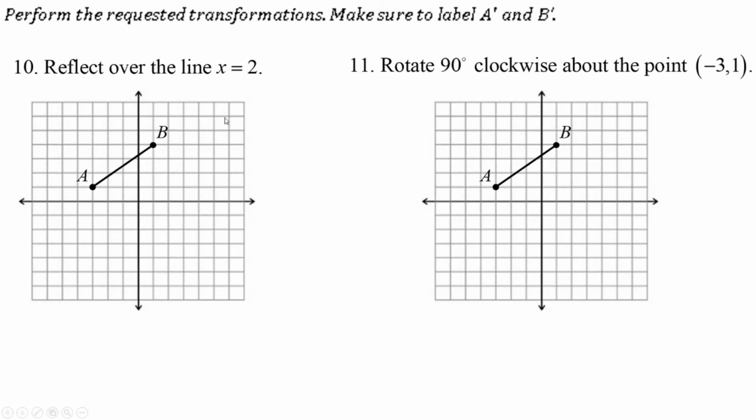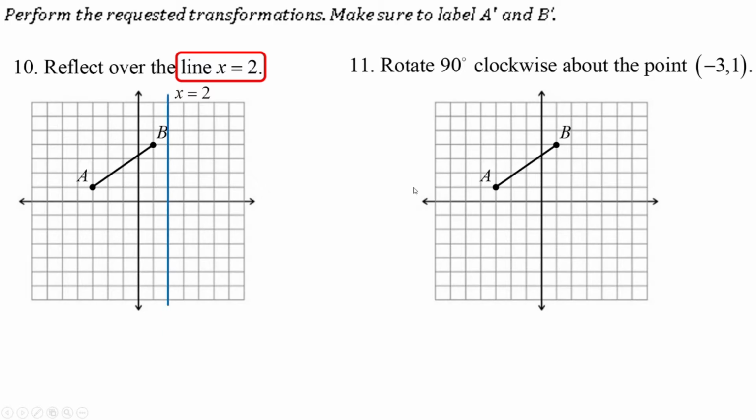So for number 10 and number 11, we're going to perform the requested transformations. Make sure to label A prime and B prime. On number 10, they gave you this graph of segment AB right here, and all they're doing is asking you to reflect this segment over the vertical line x equals 2. So the first thing you want to do is graph your line of reflection, and you guys know x equals 2 is a vertical line where every x coordinate is 2. So that would be right here.